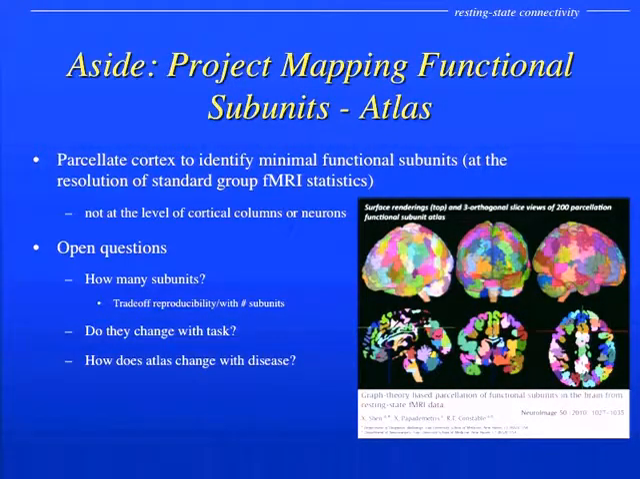Obviously, how we define these minimal functional subunits is going to take resolution into consideration, because we know from very high resolution studies we can get down to cortical columns and things like that, and that's not what we're talking about here. So there are open questions in terms of how many subunits, and what are the trade-offs in terms of reproducibility and number of subunits. As you go up and try to define the cortex on a finer and finer scale, the reproducibility of some of the data gets worse and worse. And then also, how consistent are these subunits? How much reorganization of each of these subunits occurs as a function of brain state or task or disease? And so this is active work right now that's underway at our place, and I know it's actually underway here as well.